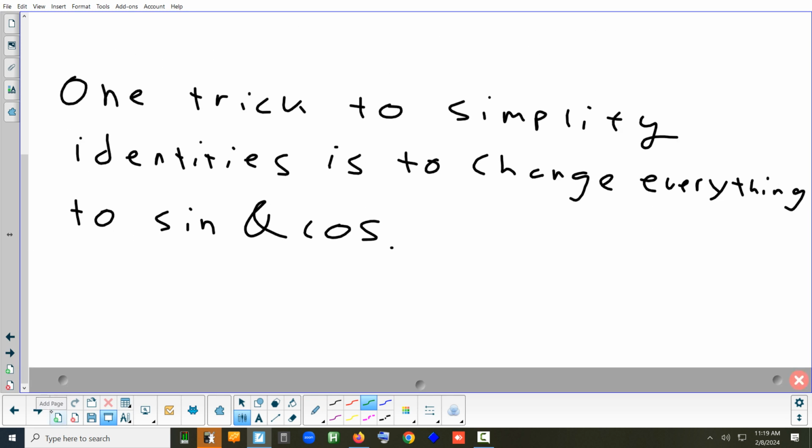Now, the other thing with identities is there are lots of ways to do them. Usually with an identity, the goal is to simplify it. You might do it in like 4 steps. Somebody else might do it in 10 steps. Different ways to get the same answer.